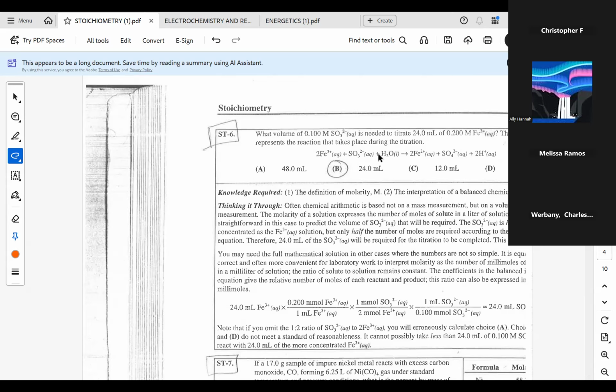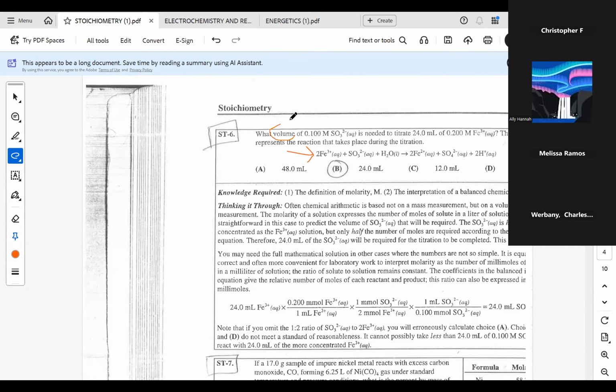Titration here. So we looked at acid-base or redox reactions. You can do titrations with acid-base chemistry. You can also do redox titrations. So it looks like that's what we're looking at here. So we have this balanced reaction here. Remember, we have coefficients, so we'll assume it's balanced.